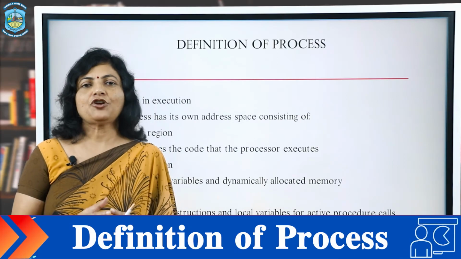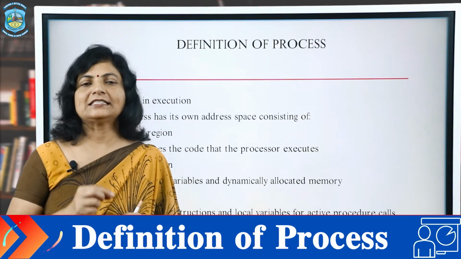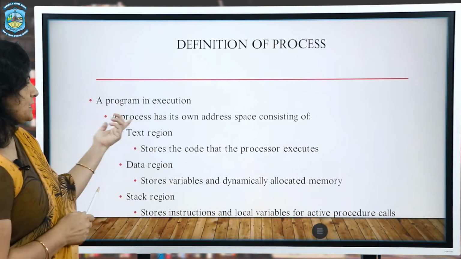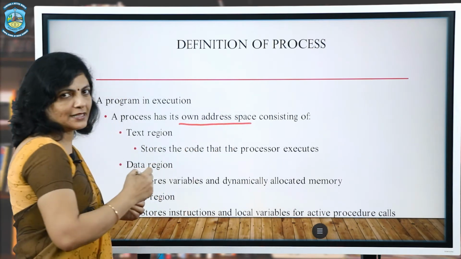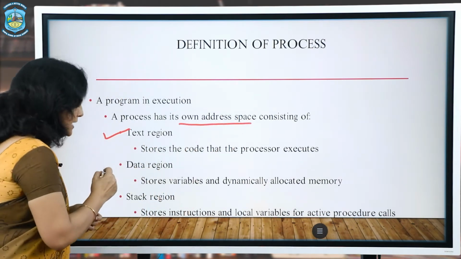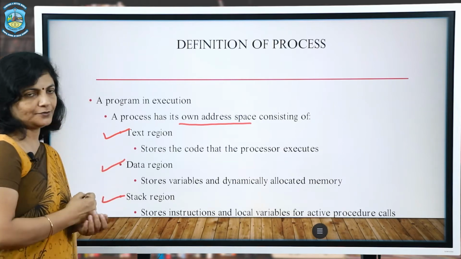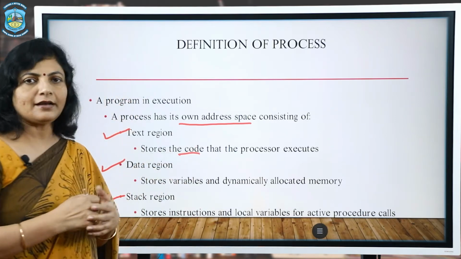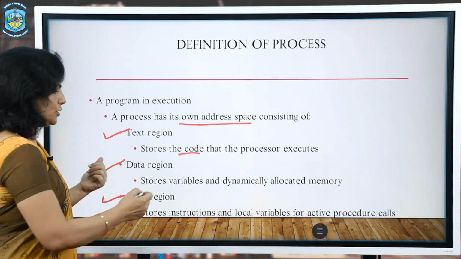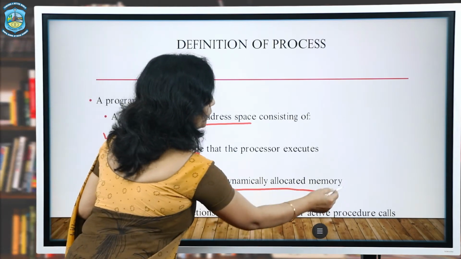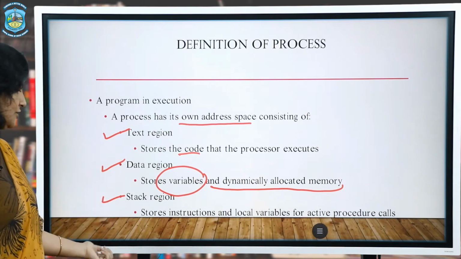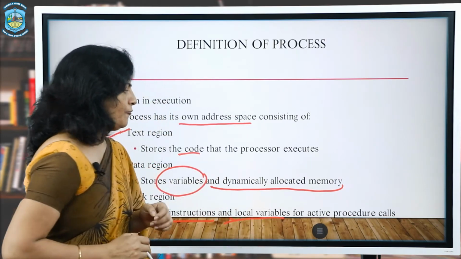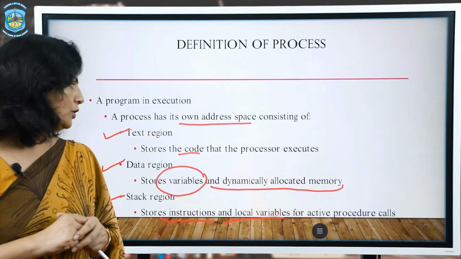So what is the definition of a process? A process is a part of a program that is in execution. A process has its own address space that consists of text region, data region and stack region. The text region stores the code that the processor executes. The data region stores variables and dynamically allocated memory. The stack region has instructions and local variables for active procedure calls.